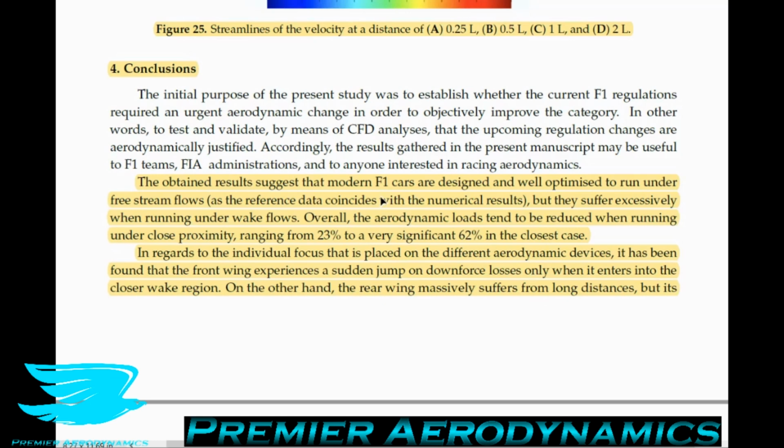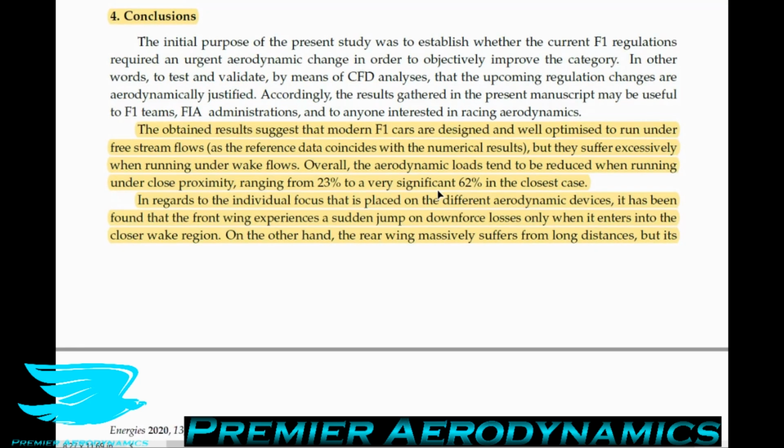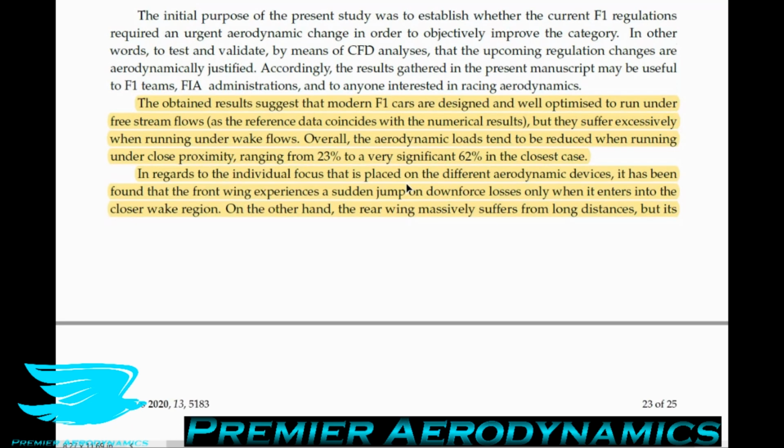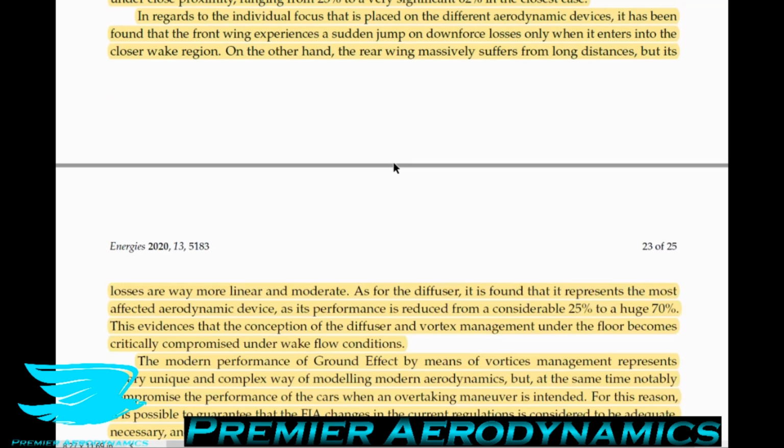In regards to the individual focus that is placed on the different aerodynamic devices, it has been found that the front wing experiences a sudden jump in downforce losses only when it enters the close wake region, so it's like 1 car length downstream or half a car length downstream. On the other hand, the rear wing massively suffers from long distances, even 2 car lengths downstream, but its losses are way more linear and moderate.